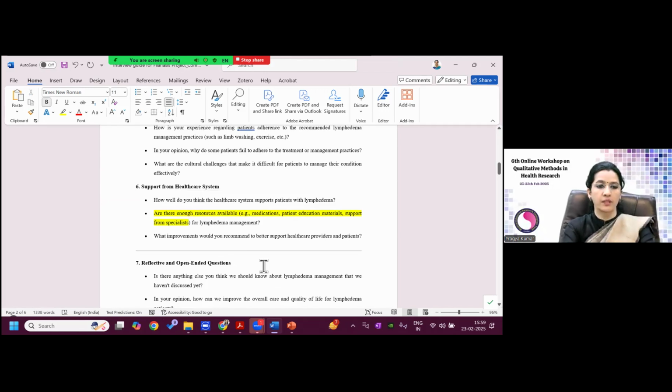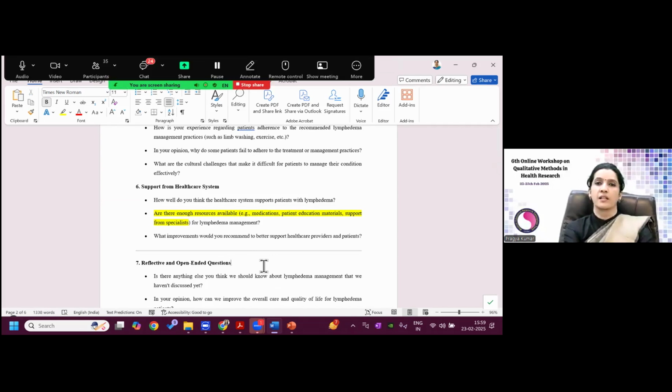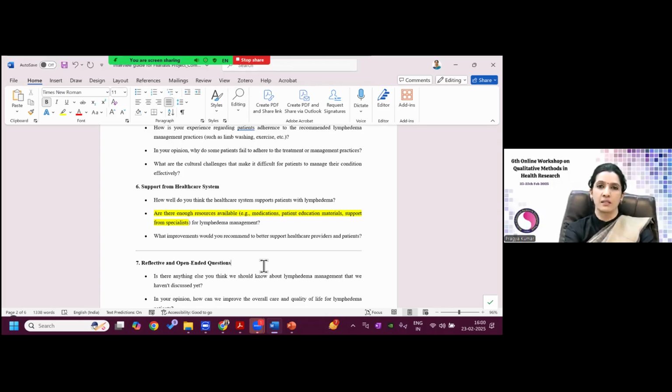Yes, what is the problem with this question? It can be given a binary answer, yes or no. Yeah. So your interview guide should not have any question like, are there enough resources? That means I will answer yes or no, and then it gets closed. Then I have nothing to code. So this is the wrong question.